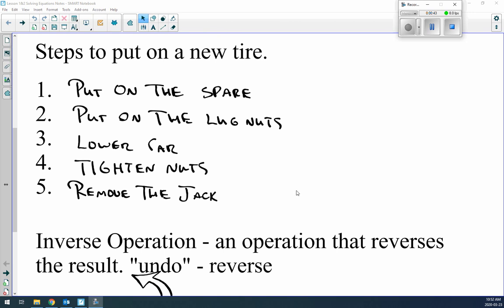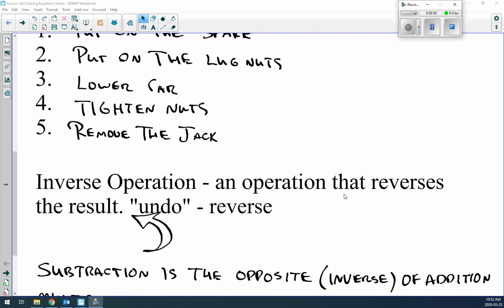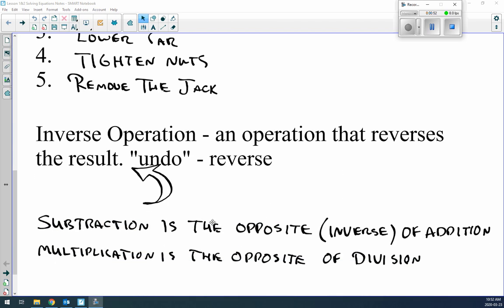It's doing the opposite of what it is. It's like the undo function on any Word document or anything you've done on the computer. You can hit undo and it reverses it. So for instance, if we're talking about subtraction, the opposite of it is addition, or the inverse. Multiplication, the opposite is division. So you can do all that to help you solve for an unknown variable.